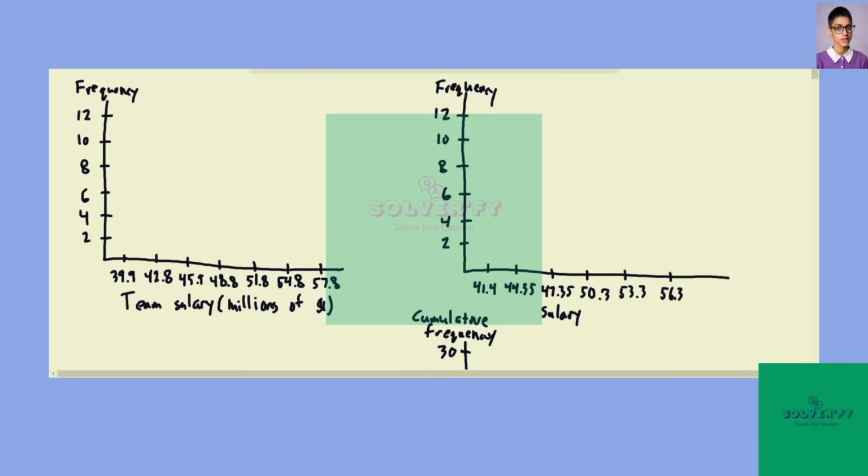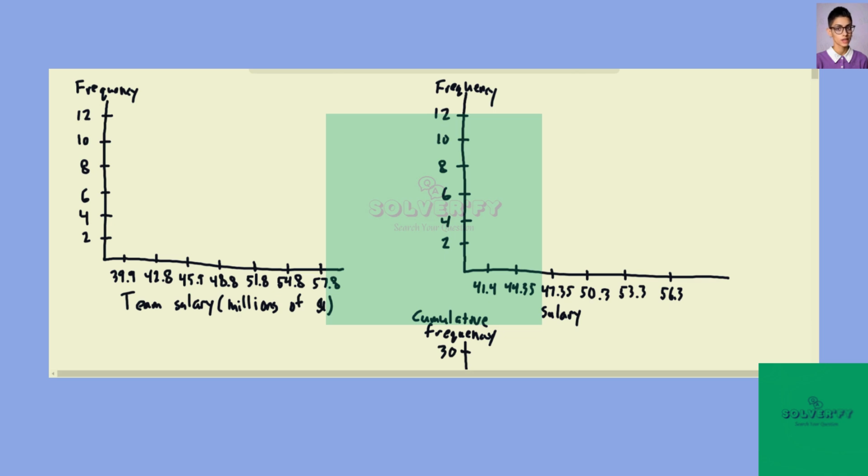In this problem, we're given a frequency distribution for 31 NFL team salaries, and it's divided into class limits for us. And we're asked to draw three things: a histogram, a frequency polygon, and an ogive, and also asked to comment on the shape of the distribution. So for this problem, we've got our frequency distribution, and it's already been divided into class limits for us.